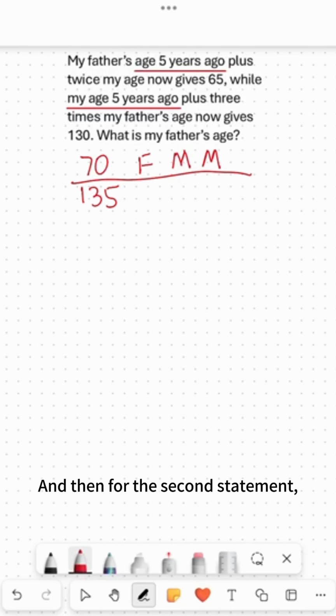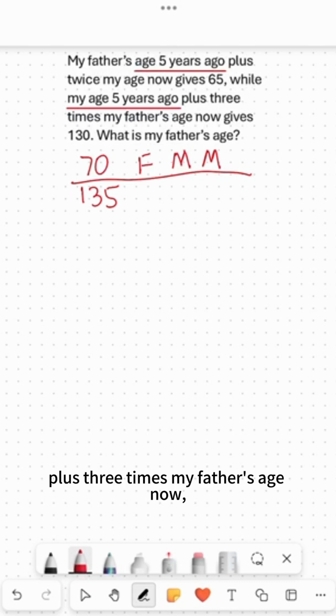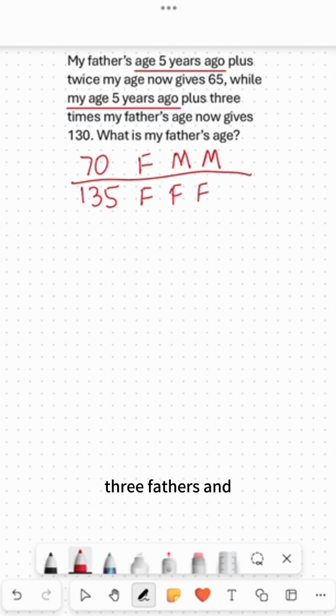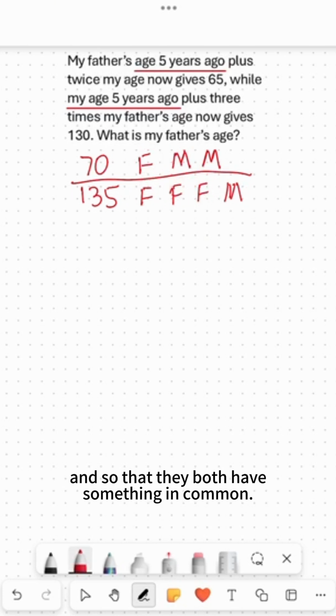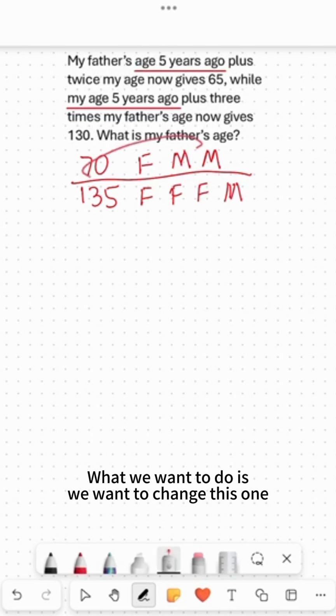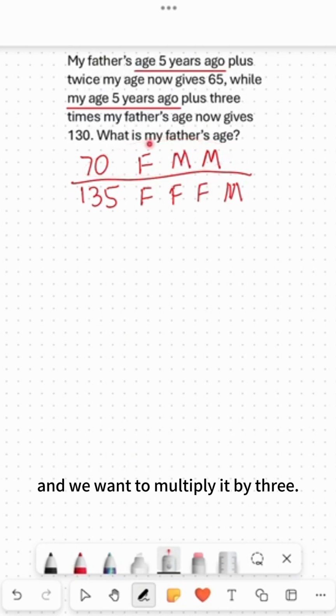And then for the second statement, there is my age 5 years ago plus 3 times my father's age now, which would be 3 fathers and a me. Then we have to take note that there is 1 father and 3 fathers in the second one. So that they both have something in common, we want to change this one and multiply it by 3.